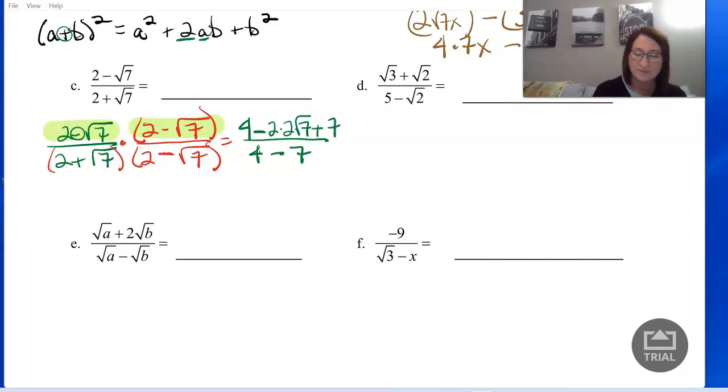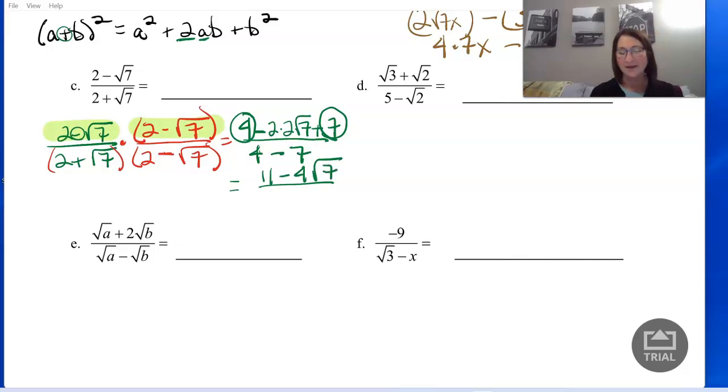All right, let's simplify this guy. So I've got 4 plus 7, which is 11, minus 4 square roots of 7. And then in the bottom, I have a negative 3. There we go. That one is done. Okay. And I would just leave that negative on the bottom. If you wanted to bring it out here, I would. You could do that. Okay? You could do that. No problem.